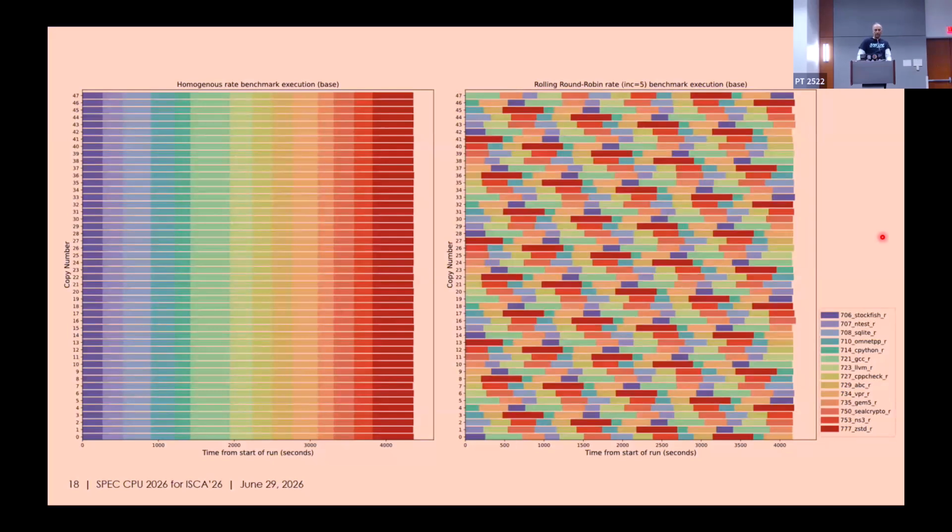So what we have here is the traditional ref rate. You have time on the bottom and copy count, or you can call it core count, along the side. And you're running 48 copies of Stockfish, followed by 48 copies of SQLite. And this is just the normal way to run things. You could take all of those chips there, throw them up and organize them in a different way so that now you have a heterogeneous workload.